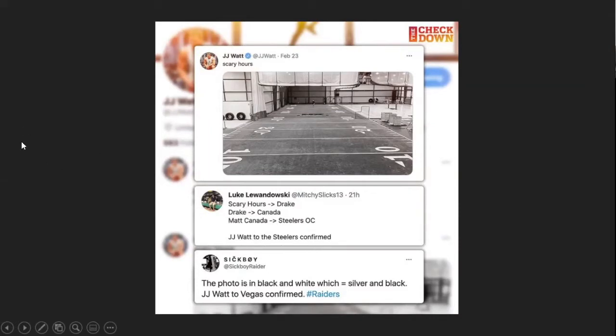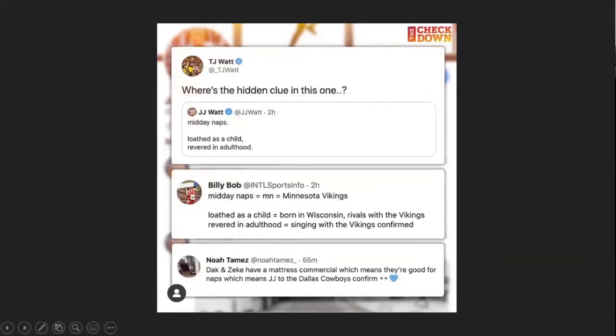And if you go to the mitochondria comment, like a mitochondria cell that splits, so it's like he's a brother, he's got other brothers. He's going to the Steelers." Well, this person down here says, "No, this photo is black and white, aka silver and black. JJ Watt's going to Vegas. He's going to the Raiders," which, again, is very strange for me to know that the Raiders aren't in Oakland anymore. It's kind of weird.